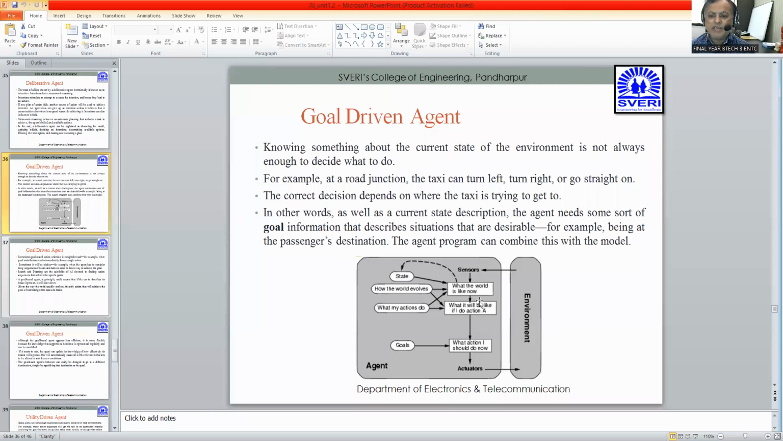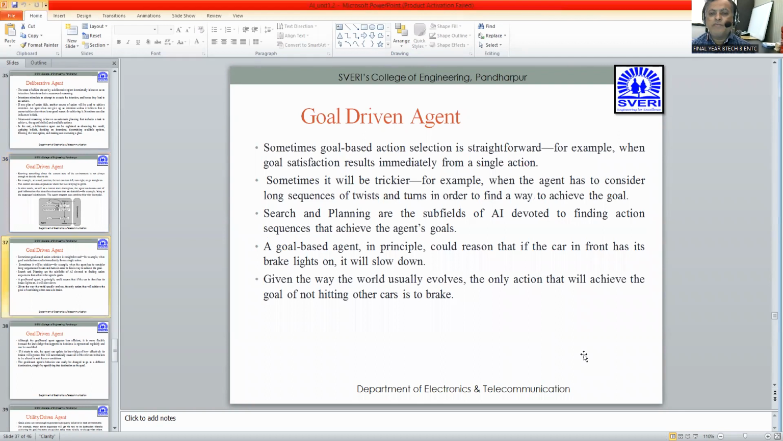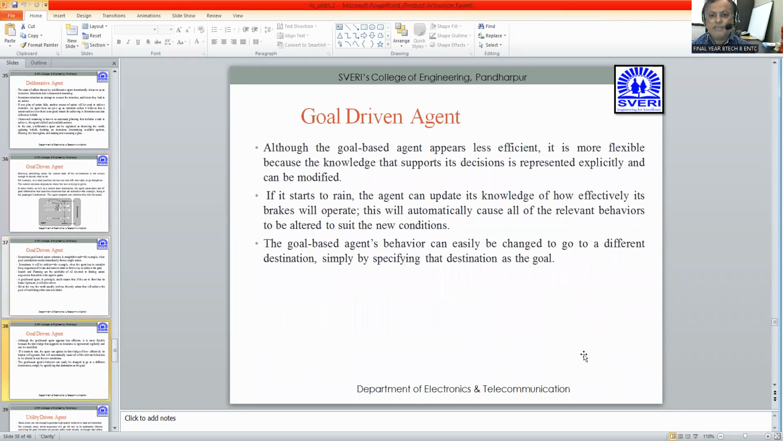Now the action is taken. So what it will be like if I do action A. Accordingly, with the help of how the world evolves and what my actions do, the actions will be taken. What will happen if my action A is taken, and what action I should do now based on the goal will be considered and converted into the action taken. That is what the goal driven agent does.